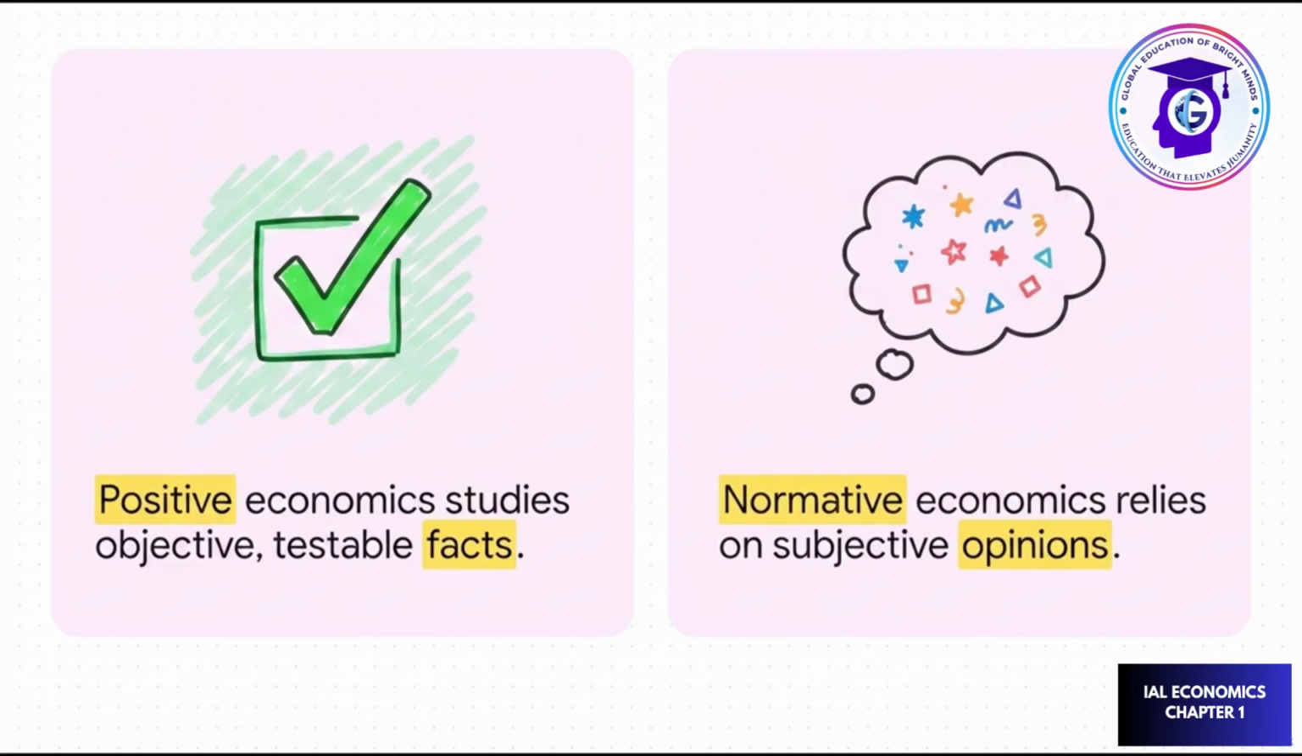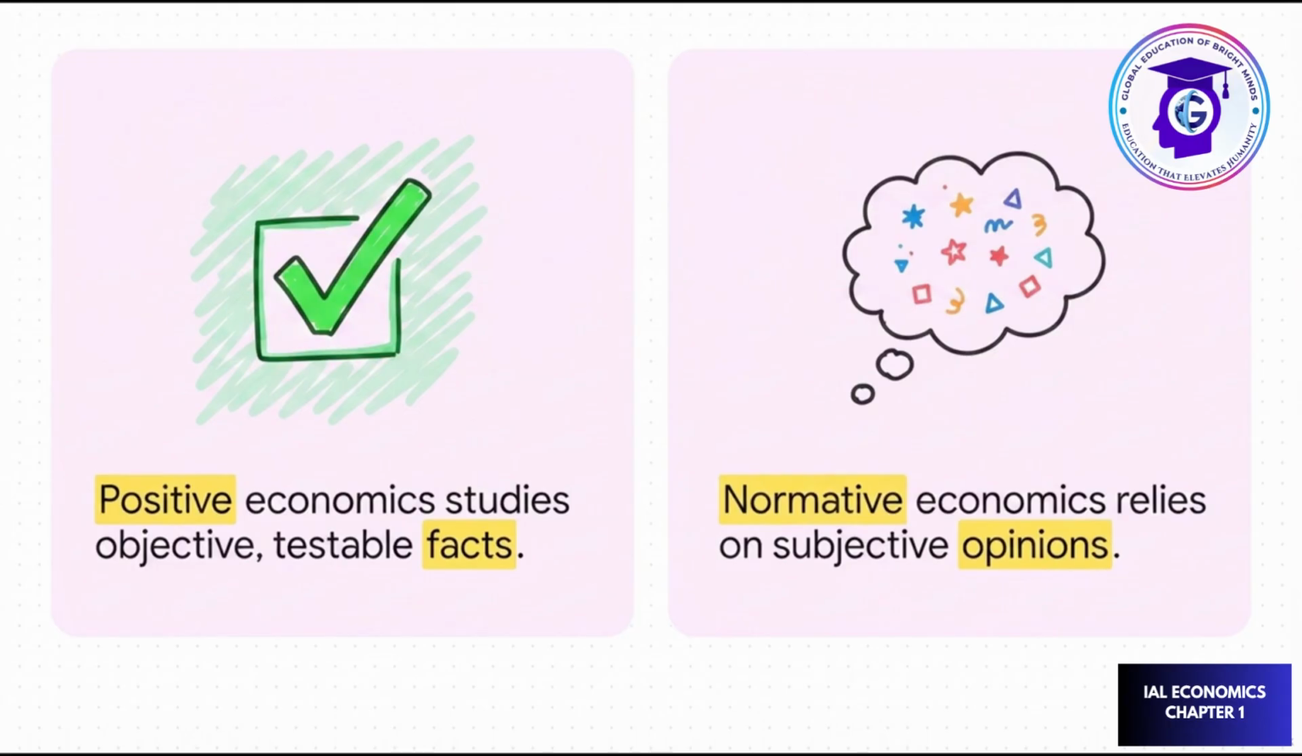Positive economics is the objective, scientific study of facts and evidence. It looks purely at what is. Positive statements can always be tested against data and proven true or false. Normative economics, however, is all about opinions and value judgments. It explains what should be. Normative statements can't be proven true or false because they depend entirely on someone's personal beliefs.